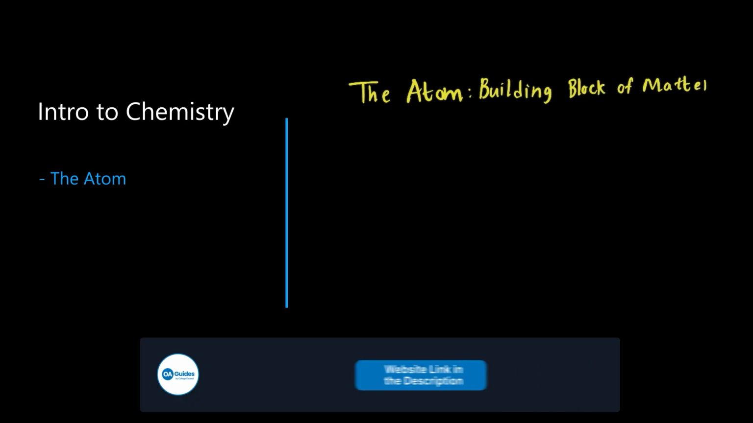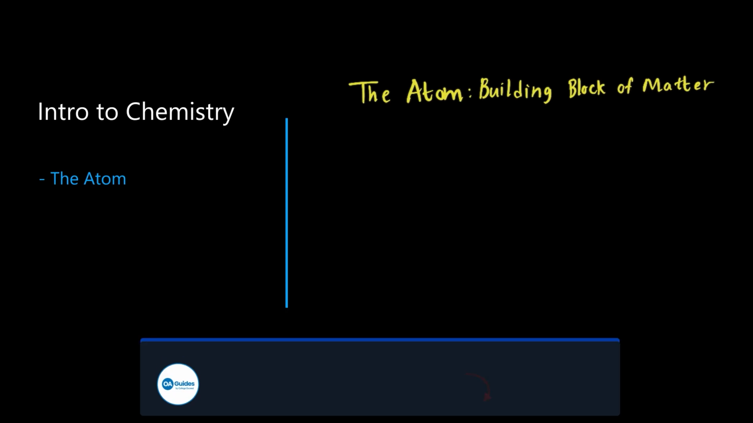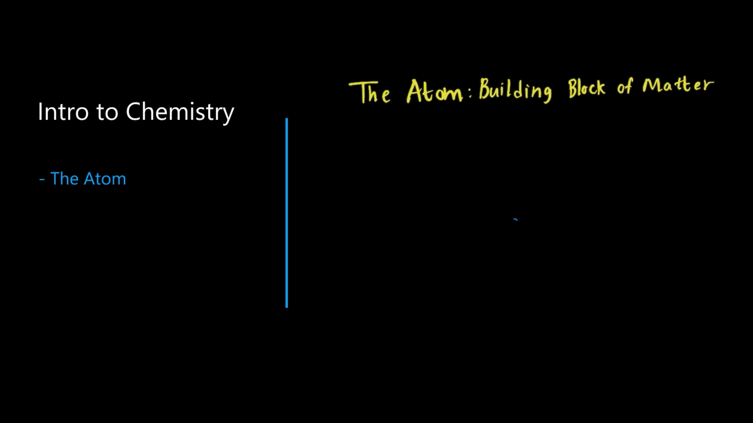Matter is anything that has mass and takes up space. Mass, as we discussed in physics, is the measure of the amount of stuff in an object, and its SI unit is the kilogram. It's constant regardless of location. Weight is the force of gravity on that mass.